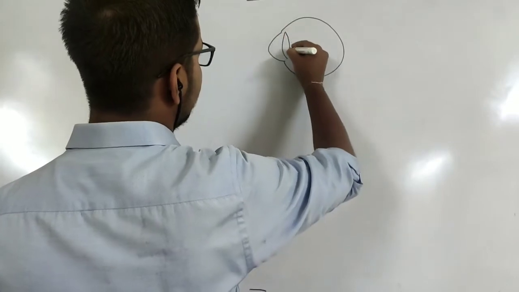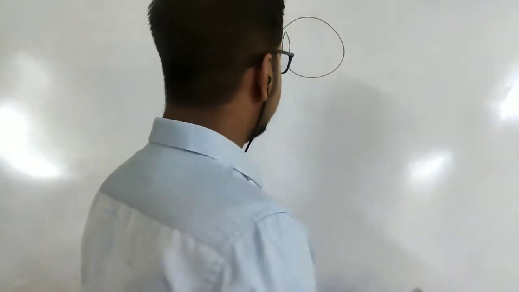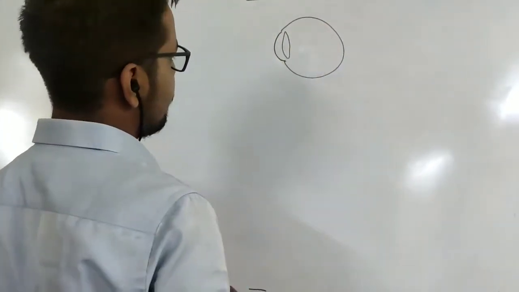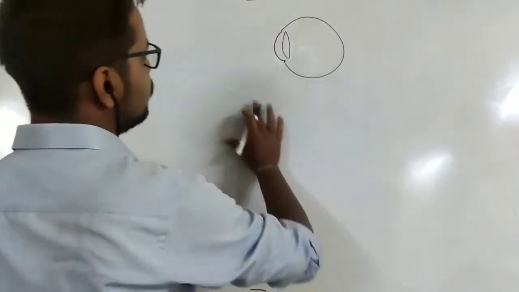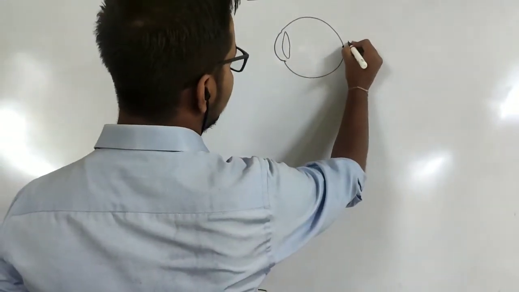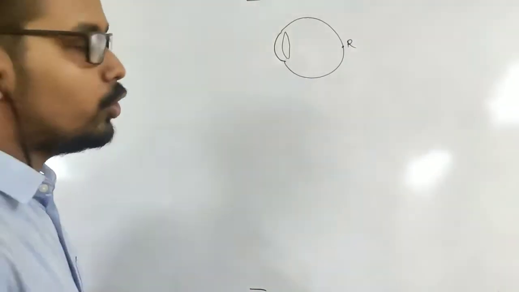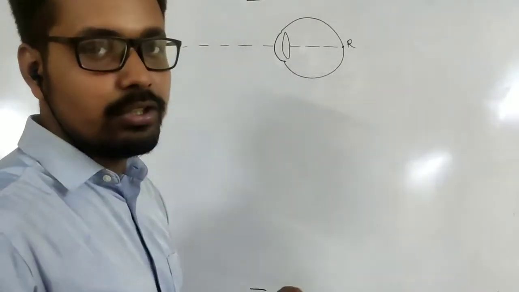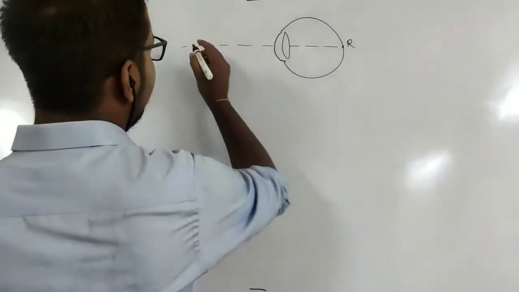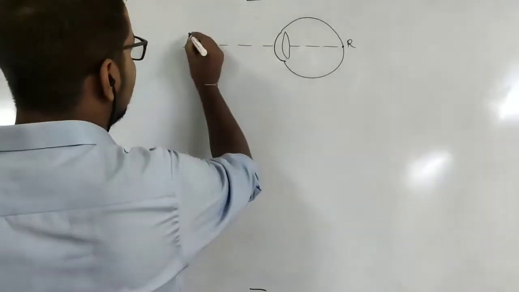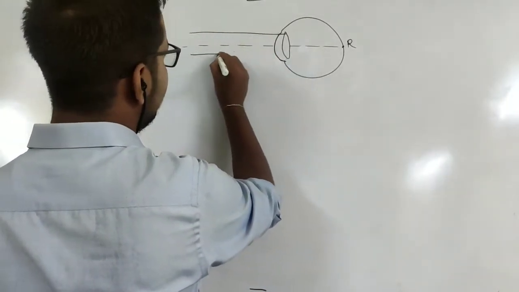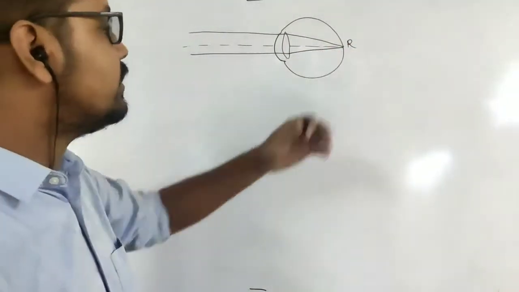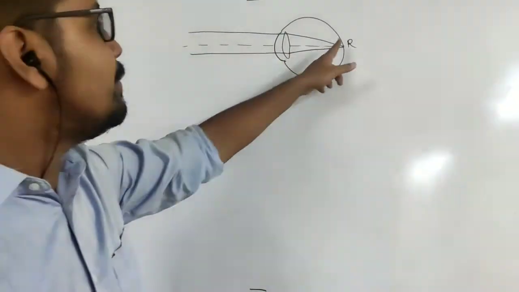Here we have our crystalline lens. This is our eyeball and here is our retina, for example. Now what happens in a normal eye is that, suppose this is our principal axis, just like in the case of lenses we did in our previous chapter, and let the object be at infinity. So when the ray of light comes from the object, in a normal eye it will focus at the, not the radius, the retina. That is a normal eye and the image will be formed at the retina.